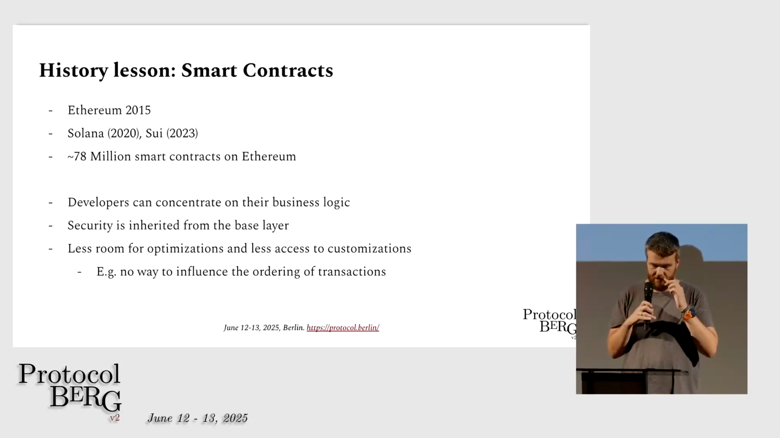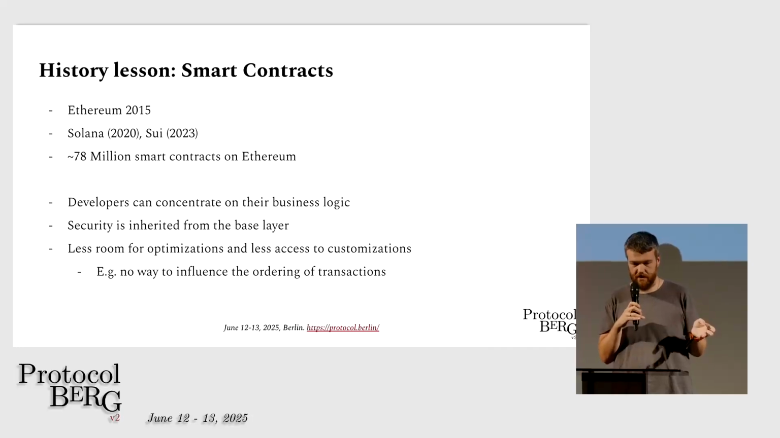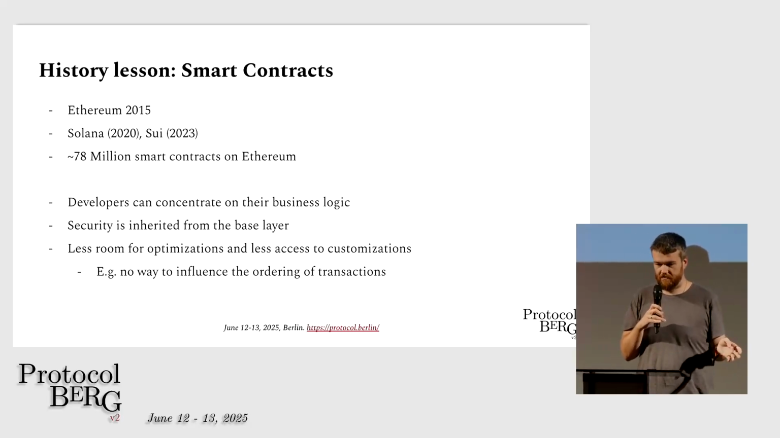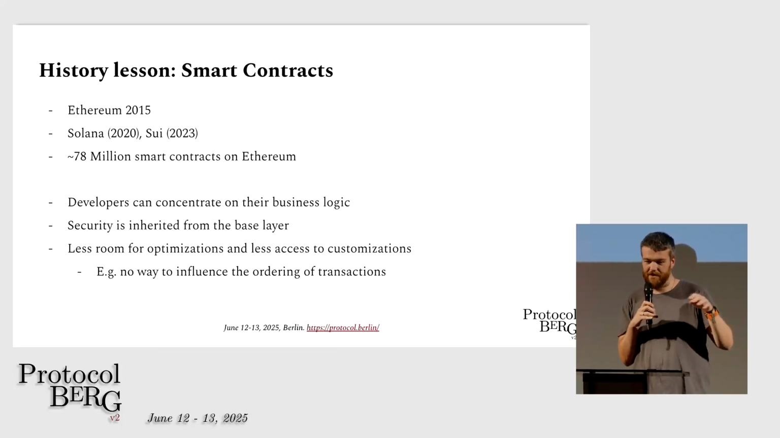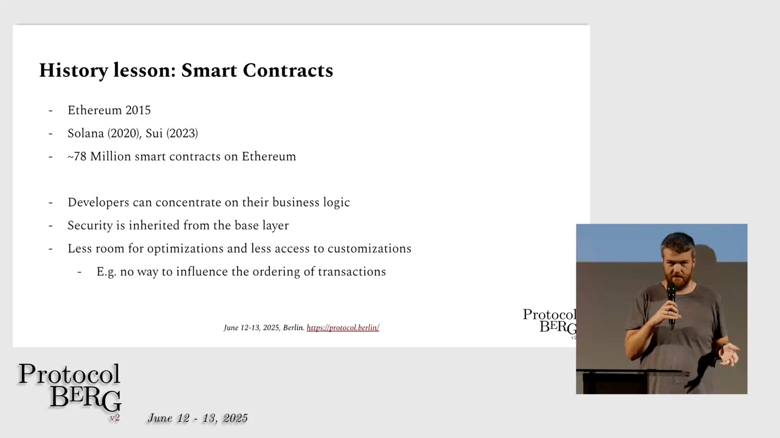The next step in the history of blockchains, I would say, was the invention of smart contracts. They premiered with Ethereum. And today there are about 78 million smart contracts. I mean, not all of them are different; most of them are probably also forks or variations of each other. But it already shows there are maybe thousands of blockchains, but millions of smart contracts, which shows that it's easier to write a smart contract than to write a blockchain.